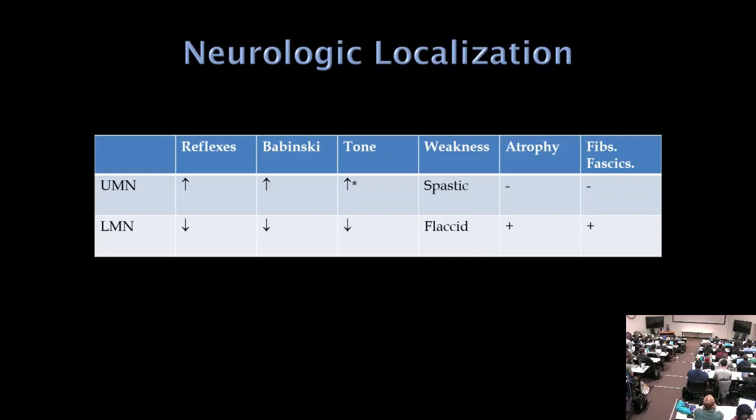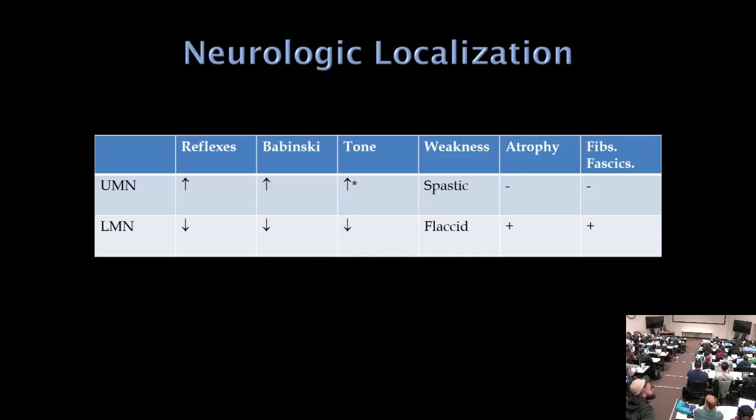Just an asterisk here to remind you that the other thing that will give you increased tone would be like Parkinson's disease. But remember the difference between spastic increased tone and rigidity. In upper motor neuron lesions, the increased tone is velocity dependent. There's that catch when you move the limb.